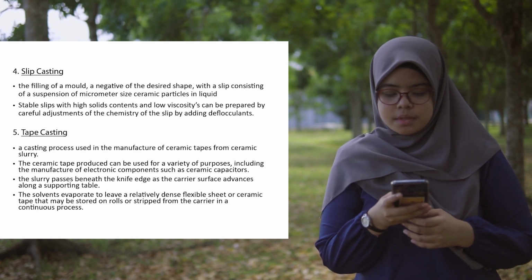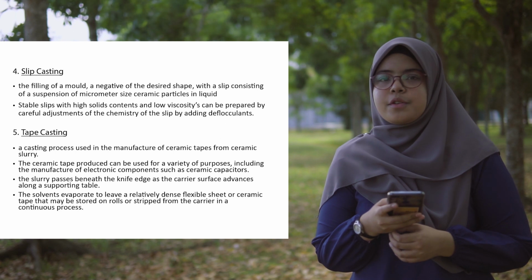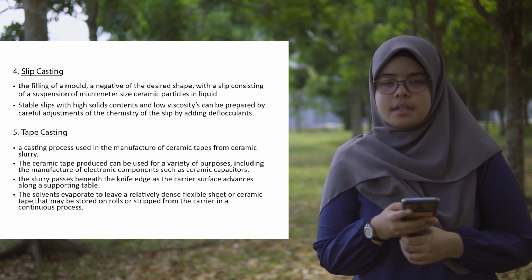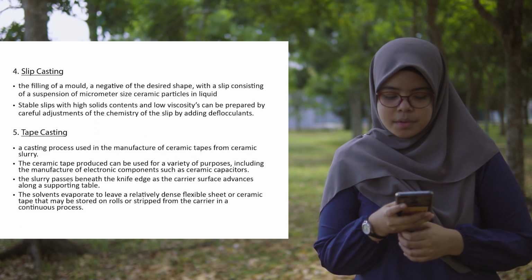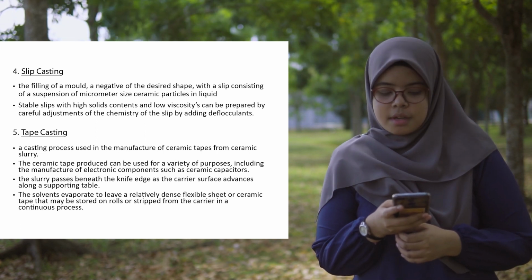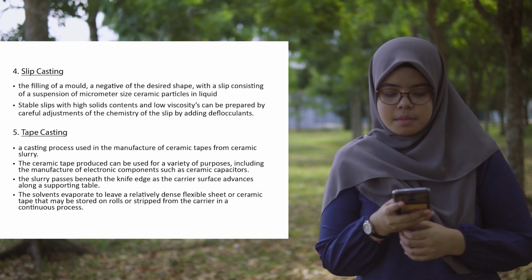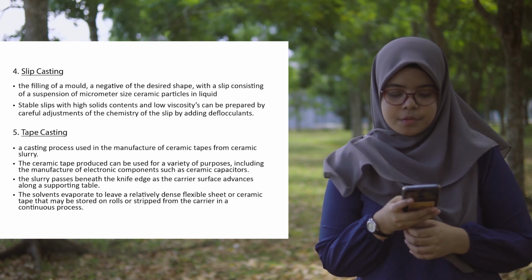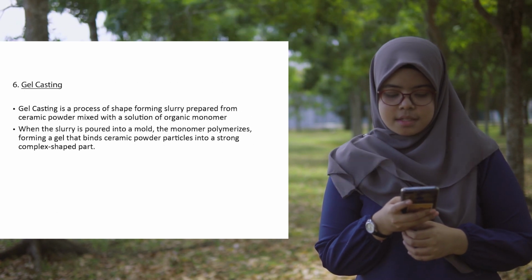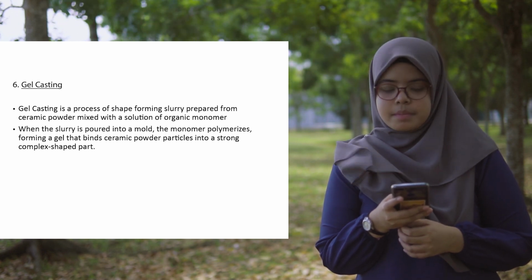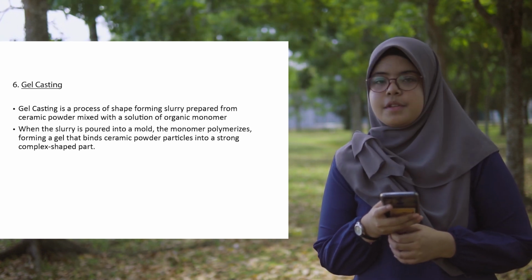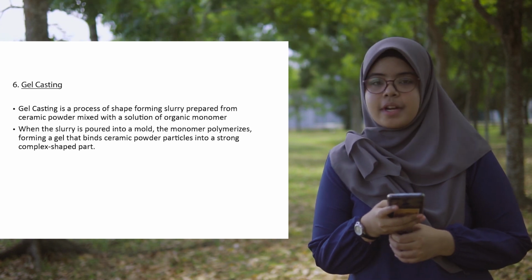with a slip consisting of a suspension of micrometer size ceramic particles in liquid. Tape casting is a casting process used in the manufacture of ceramic tapes from ceramic slurry. For the last, gel casting is a process of shape forming slurry prepared from ceramic powder mixed with a solution of organic monomer.